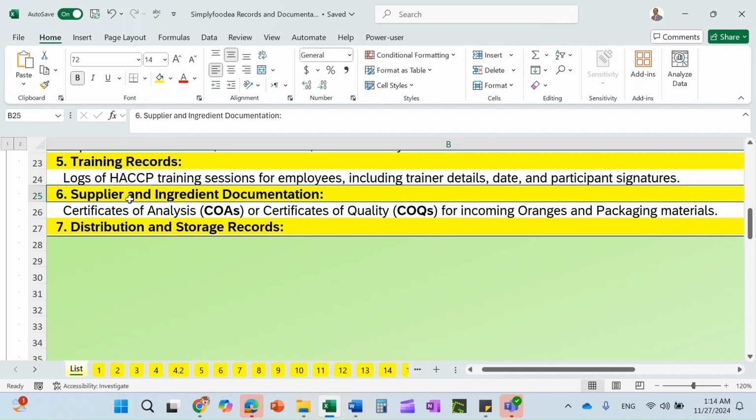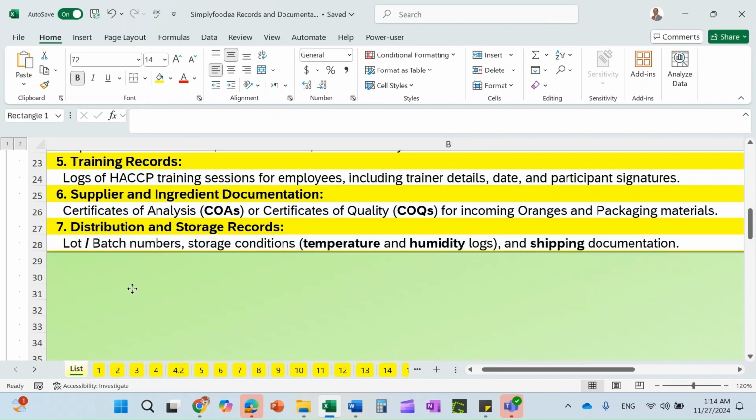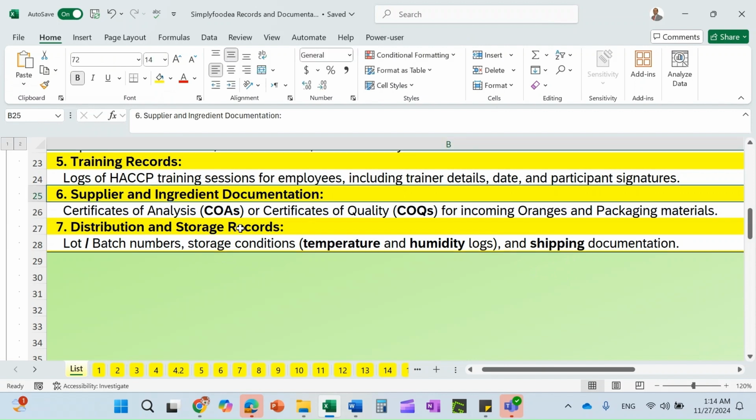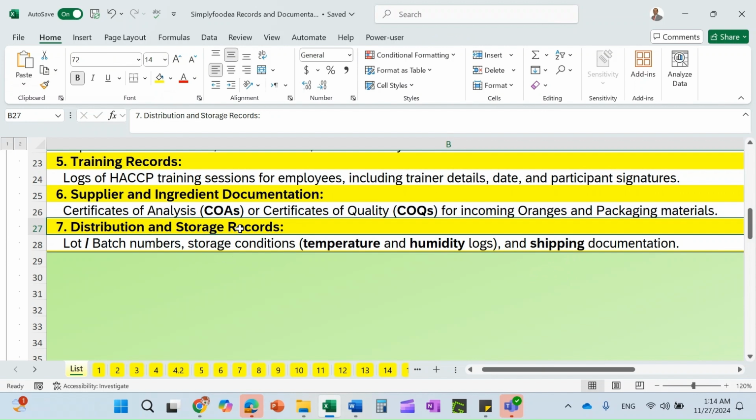We have mentioned in number 6, the supplier and ingredient documentation, the receiving of the raw materials and the packaging materials. Now we are talking about the finished product, which must be defined by the batch number or the lot number of the production product, the storage conditions, either the temperature or the humidity, and of course the shipment documentation. So today we have finished the supplier and ingredient documentation and distribution and storage records.